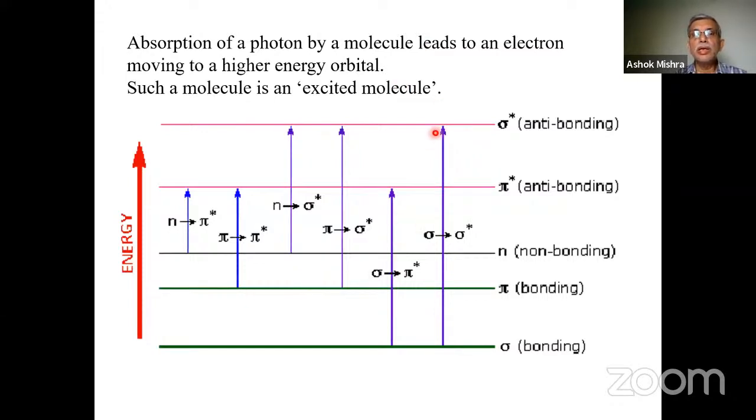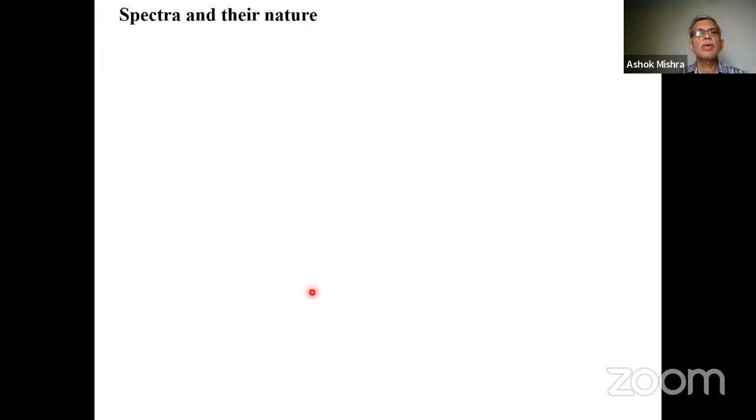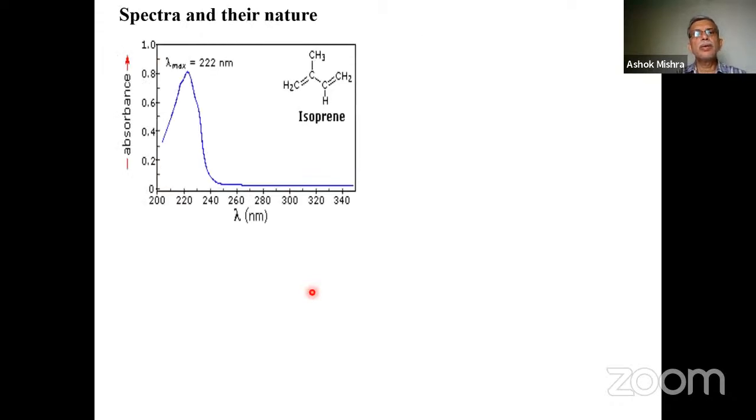Here a photon with high frequency will be required, that is shorter wavelength. Whereas for these transitions, fairly long wavelength photons will be required. So, for example, if I take a double bonded system, I'll not go into these details.